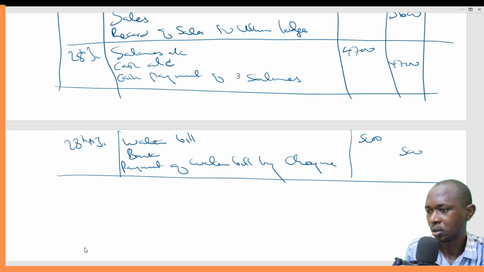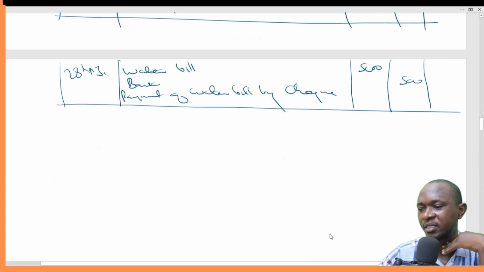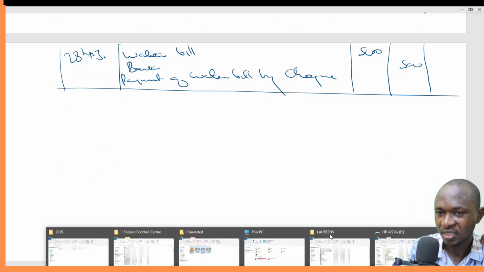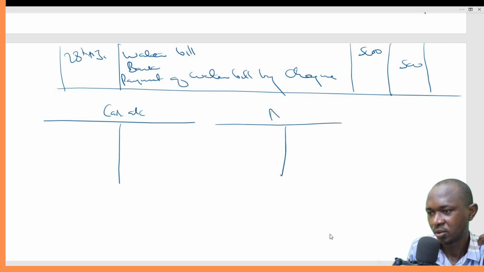Okay, so that is the end of that. So let's come up with the ledgers. Now the ledgers are T accounts. So we'll have as many T accounts as possible. Definitely we'll have cash account. We'll also have bank account, and we'll be opening other accounts as we move on. So that's how a ledger looks like. It has the credit side and the debit side, and then of course we have the date column, the particulars, and the amount column.